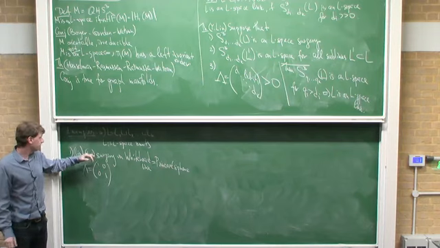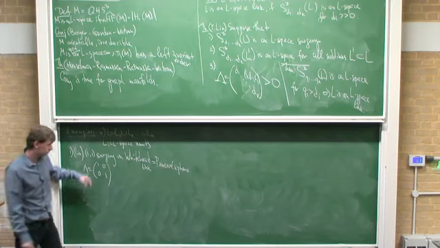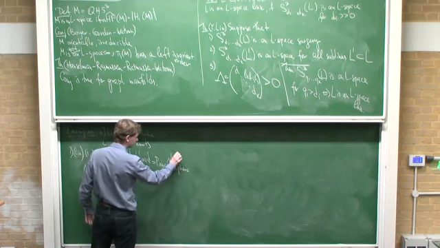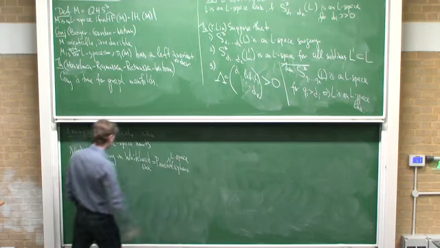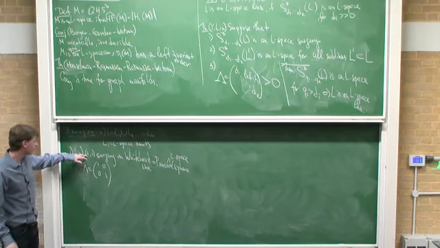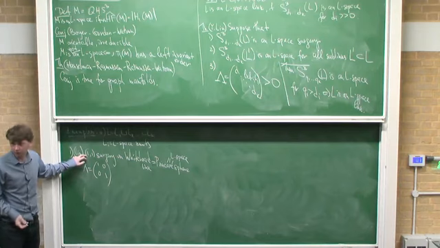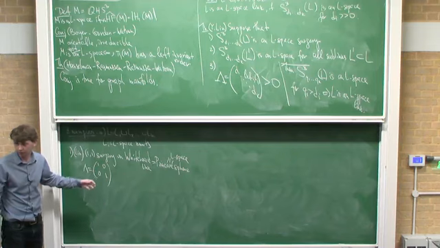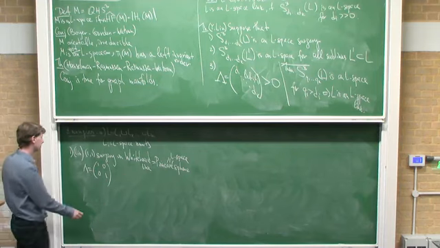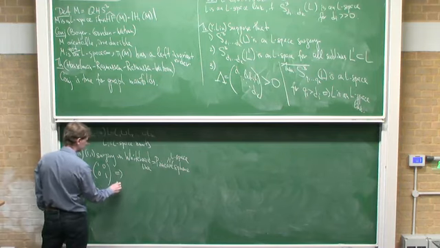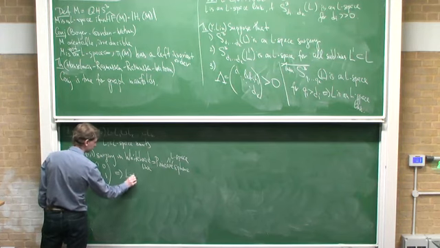Now this surgery gives you an L-space. So this is a non-trivial L-space. And one surgery on an unknotted component is also an L-space. So you're done, you can apply the theorem. So this is an L-space.